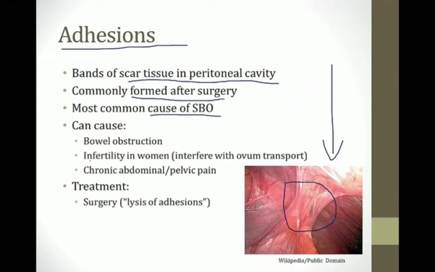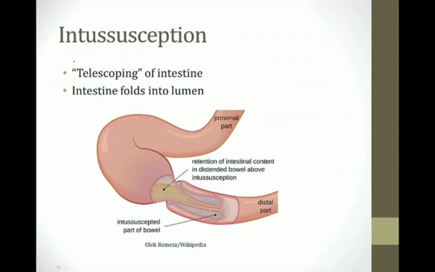They can also cause infertility in women because they can interfere with transport of the ovum. They can also cause chronic abdominal and pelvic pain as the intestines try to contract and they are resisted by the adhesions, and this leads to chronic pain. The treatment is to perform a surgery called a lysis of adhesions, where you try to cut these up. This is problematic, of course, because the surgery to lyse the adhesions can lead to more adhesions.